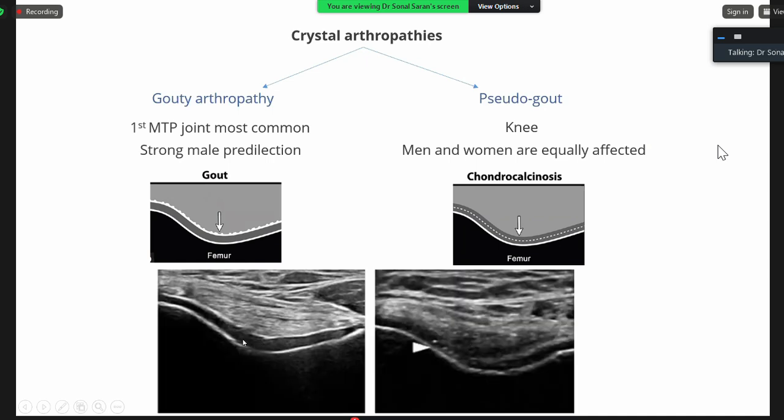So here you can see two examples. This is gouty arthropathy and this is CPPD. So here we can see a layer of calcification is deposited over the surface, giving double contour sign. And here in this case, you can see calcification within the cartilage.